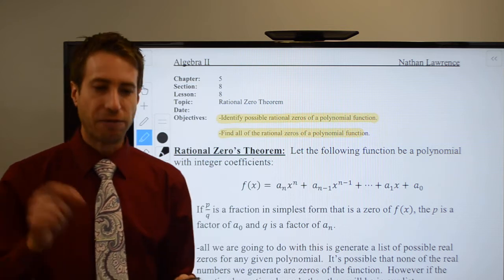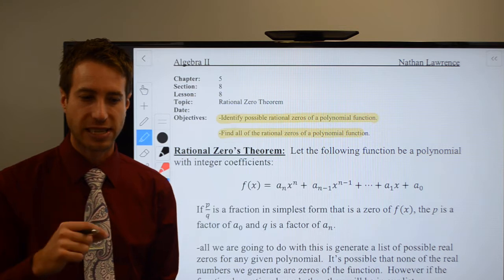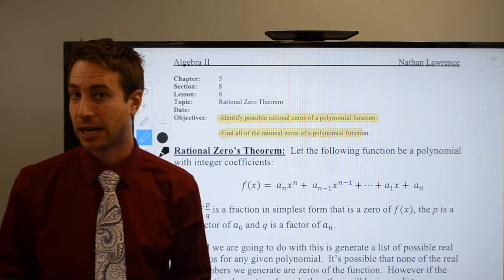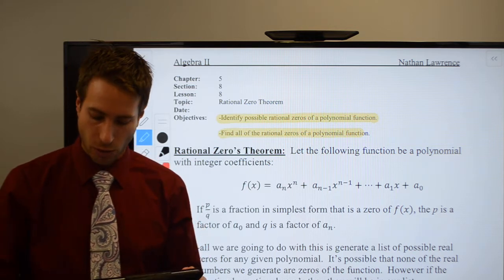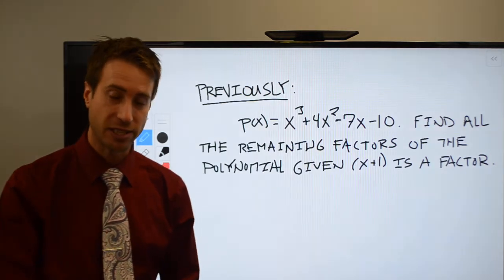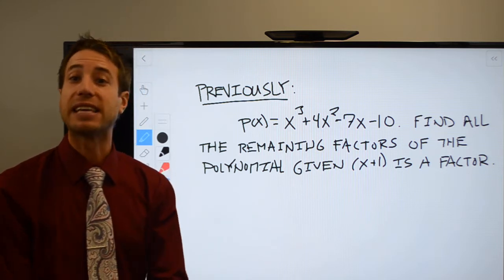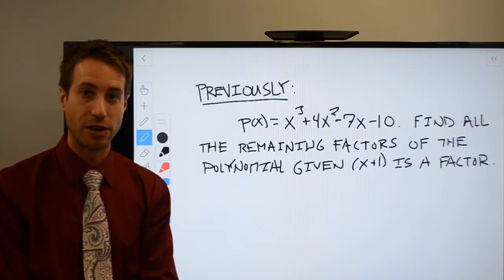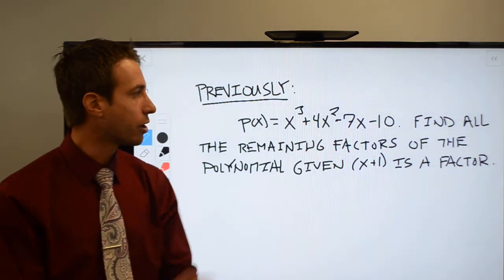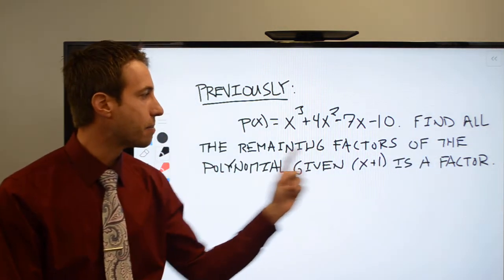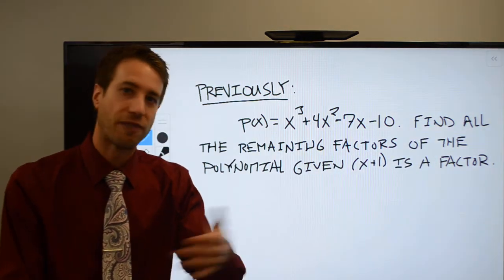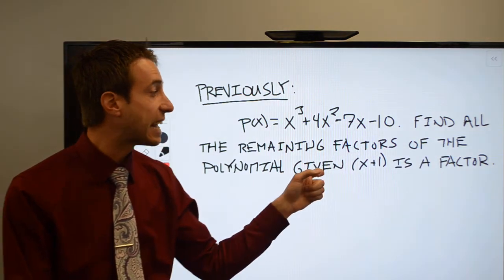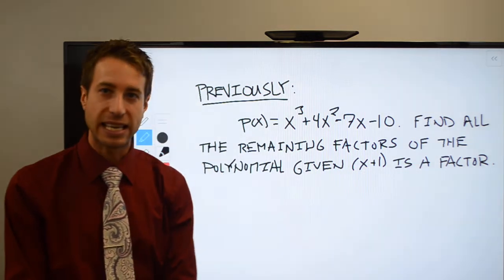Now, before we jump into this rational zeros theorem, I quickly want to refresh your memory on what we've already done with the factor theorem. Previously, in earlier sections, I have given you a problem like this. In fact, this is a problem off of an earlier set of notes in this chapter. I give you a polynomial, and I ask you to find all of the remaining factors. And of course, once you know the factors, you can find the zeros. Find all the remaining factors of the polynomial given x plus 1 is a factor.